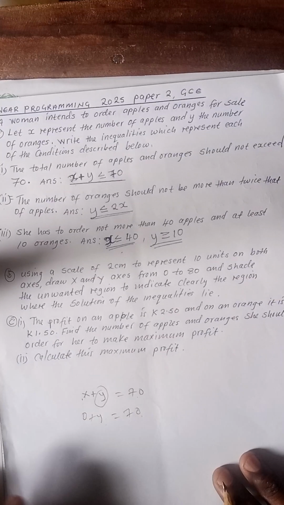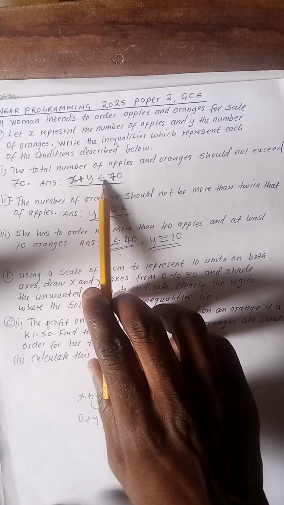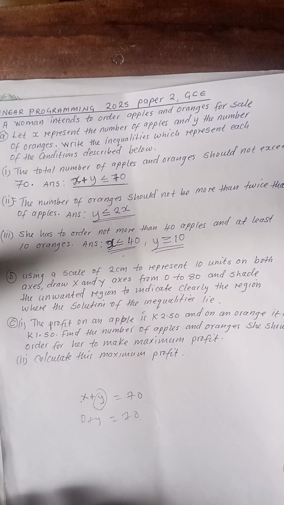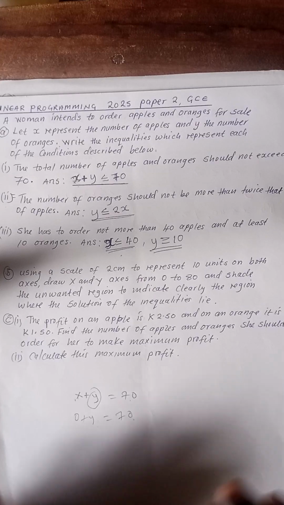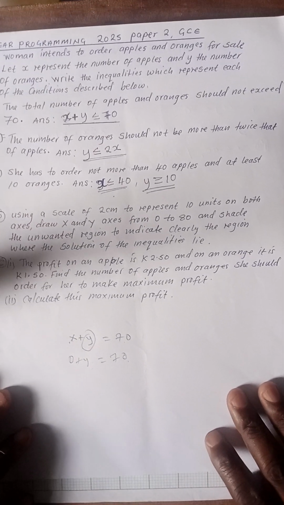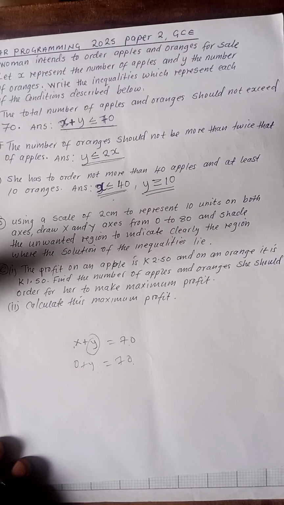So here now we can follow the inequality that we are given. Is less than or equal to. So less than or equal to. Remember, they are saying shade the unwanted region. And in mathematics grade 12, we shade the unwanted region. But in grade 9, we used to shade the wanted region. Okay, that's a difference which is there.